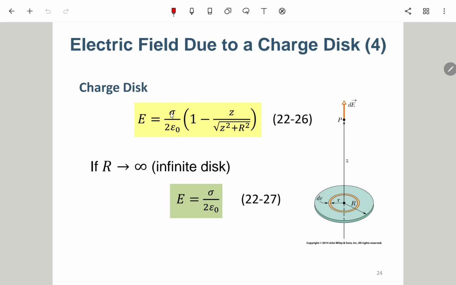Okay, so here we have a simple approximation. Rather than the finite field, a far field assumption. Okay, we have another assumption here.